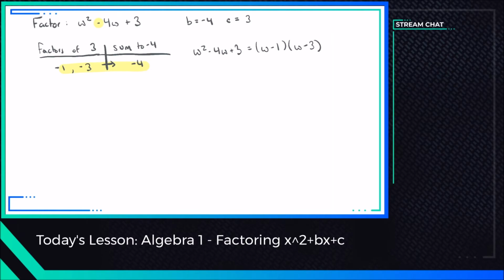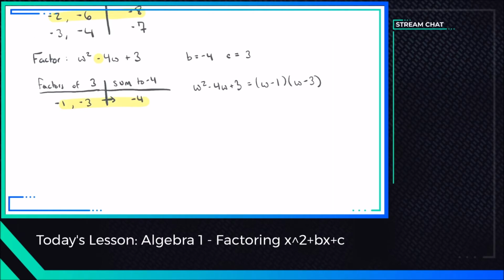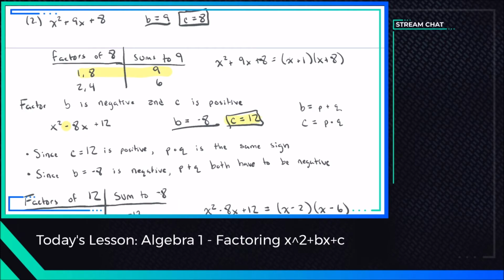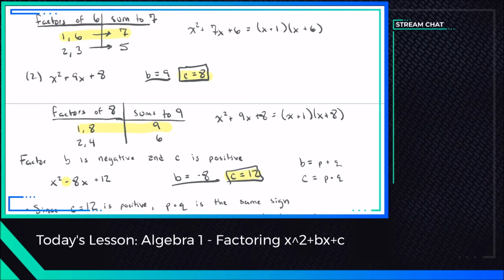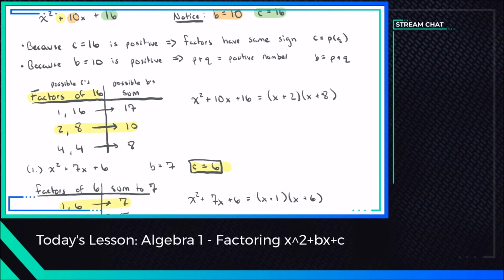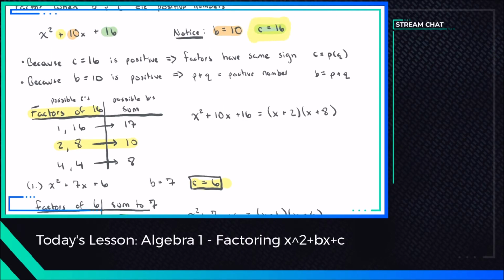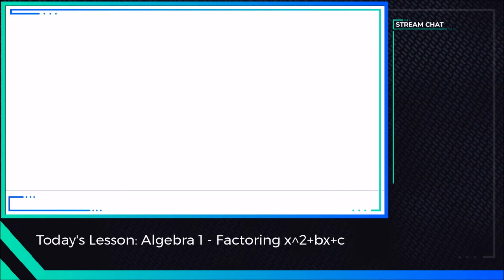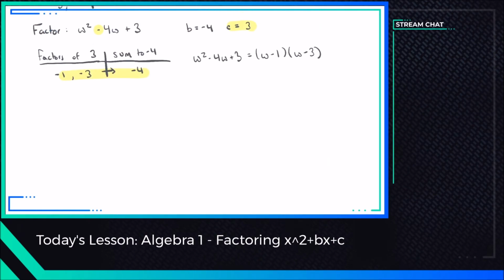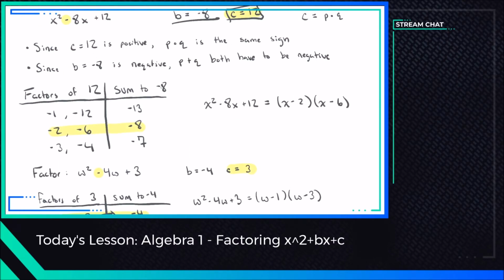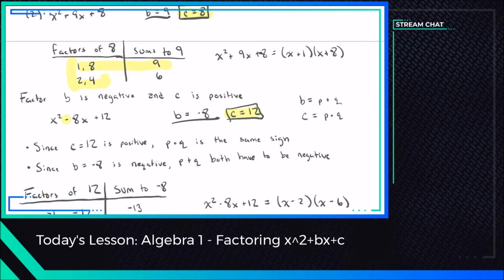So what I want you to notice on all of these problems so far is that our c has been positive, right? c is a positive 3 here. c is a positive 12 there. c is a positive 8. c is a positive 6, right? c is a positive 16. When that is the case, your factors are going to have the same sign, right? Negative and negative, negative and negative, and then positive and positive.